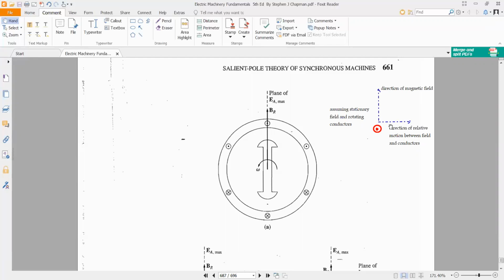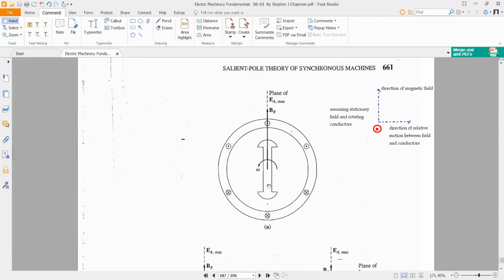Assuming that the field is stationary, the conductors are rotating, the direction of relative motion is clockwise, the field is pointing upwards, then we will apply the right hand rule to find the direction of the voltage induced, and if the circuit is closed, the direction of current flow. So the thumb points in the direction of relative motion, the first finger points in the direction of field, then the second finger will point out of the paper in the direction of the voltage induced. So the direction of voltage induced is shown here, out of the paper in these conductors and into the paper in these conductors.